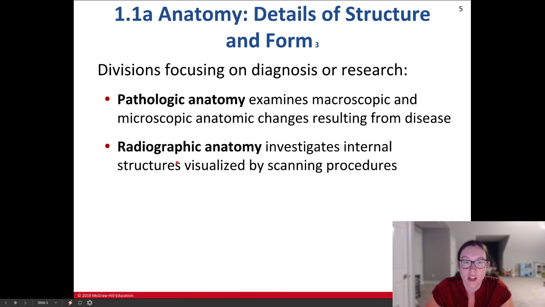We do have a couple of other types of anatomy that focus on either diagnosis or research. Pathologic anatomy: pathology is the study of diseases, and pathologic anatomy examines anatomic changes that result from diseases. So we look at a disease and see how it changes those organs. Radiographic anatomy: a radiograph is another term for an x-ray. So radiographic anatomy looks at internal structures that we can see based on scanning procedures like radiographs or CTs or MRIs, things like that. So these are a little bit more clinically based.